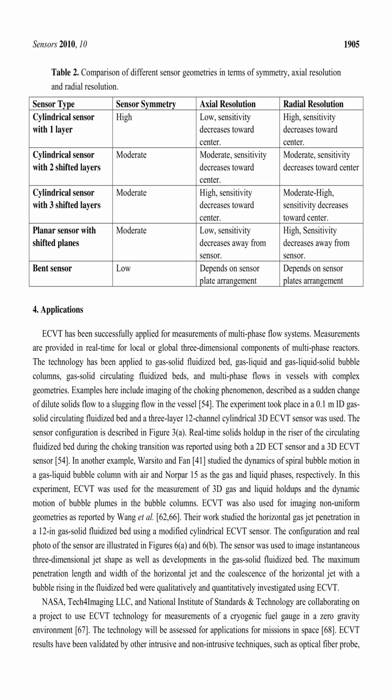ECVT was also used for imaging non-uniform geometries as reported by Wang et al. Their work studied the horizontal gas jet penetration in a 12-inch gas-solid fluidized bed using a modified cylindrical ECVT sensor. The configuration and resolution photo are illustrated in Figure 6A and 6B. The sensor was used to image instantaneous three-dimensional jet shape as well as developments in the gas-solid fluidized bed. The maximum penetration length and width of the horizontal jet and the coalescence of the horizontal jet with a bubble rising in the fluidized bed were qualitatively and quantitatively investigated using ECVT.